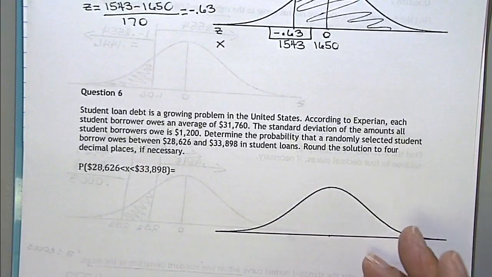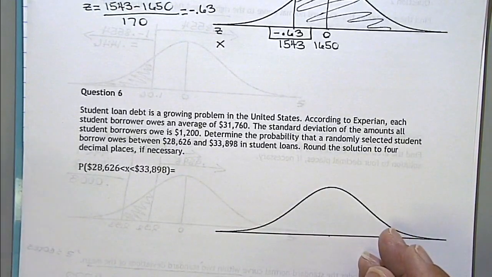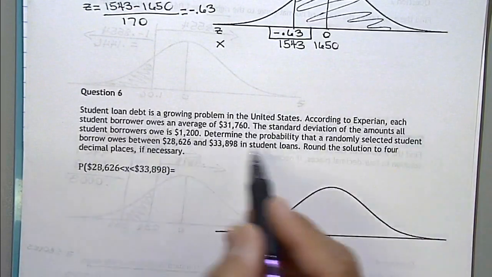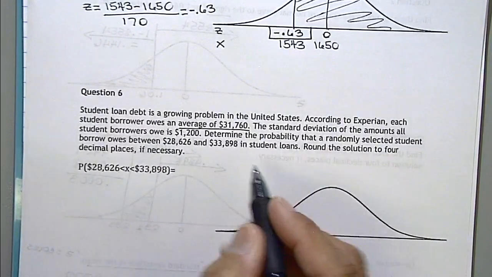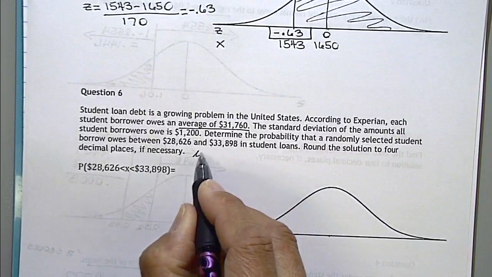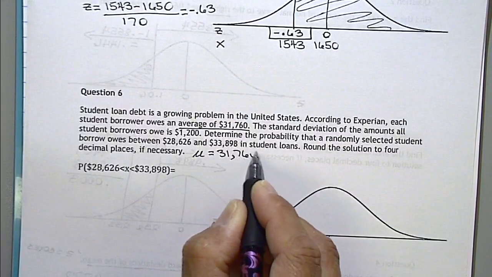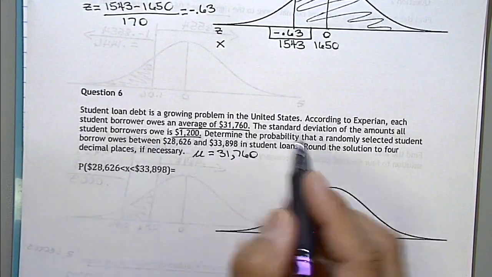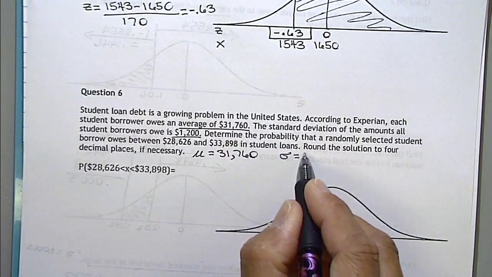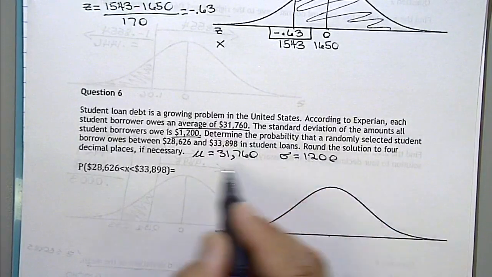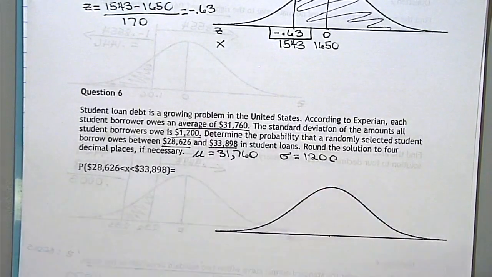So read through a problem. Everything from now on out, guys, is word problems. For the rest of our time together, it's all word problems. Your job is to read through it one time, then go through it a second time and find important things. In other words, I go through it the second time and I say, average of 31,760, that's the mean. Standard deviation of 1,200. And they want us to go between these two x values.